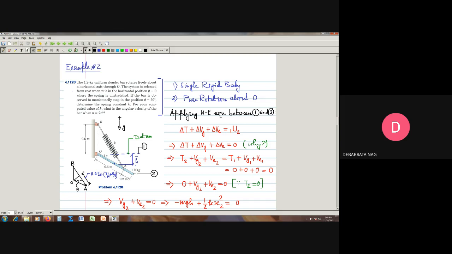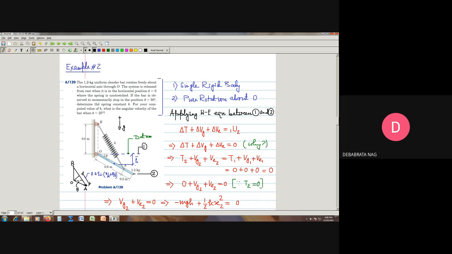The system is released from rest when the rod is in the horizontal position with theta equal to 0. You see this is the angle which represents theta. So when theta is equal to 0, that means when the rod is in the horizontal position, at that situation the spring is unstretched. At the situation when the rod was horizontal, the spring was totally unstretched.